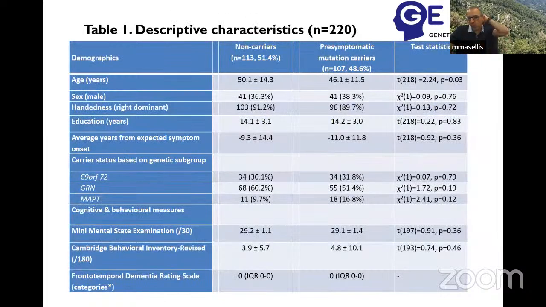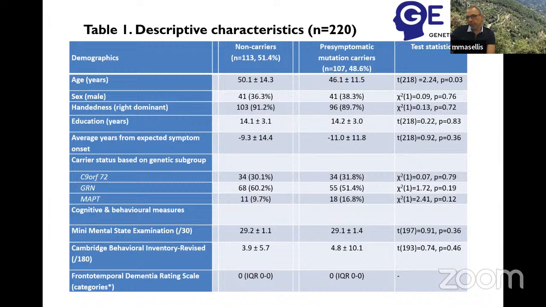So in terms of our cohort, this included 113 non-carriers from GenFI and 107 pre-symptomatic mutation carriers. So these were individuals that had C9orf72, granulin, or MAPT mutations. If you look, the only difference between non-carriers and pre-symptomatic carriers was that the pre-symptomatic carriers were younger. And in fact, the younger age would favor us to see less blood flow changes in the mutation carriers.